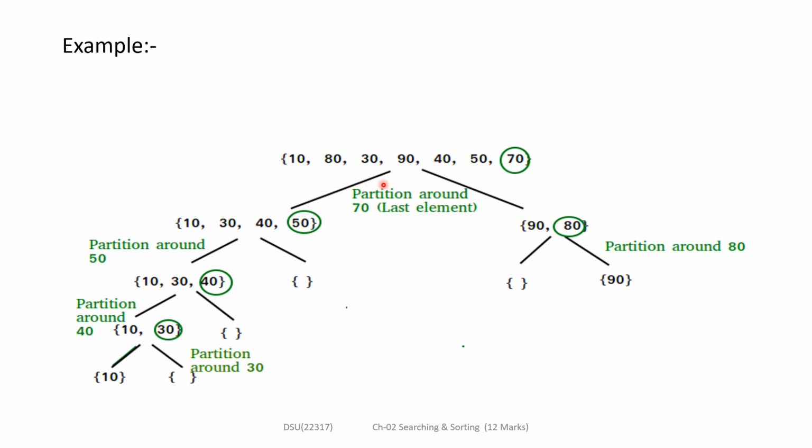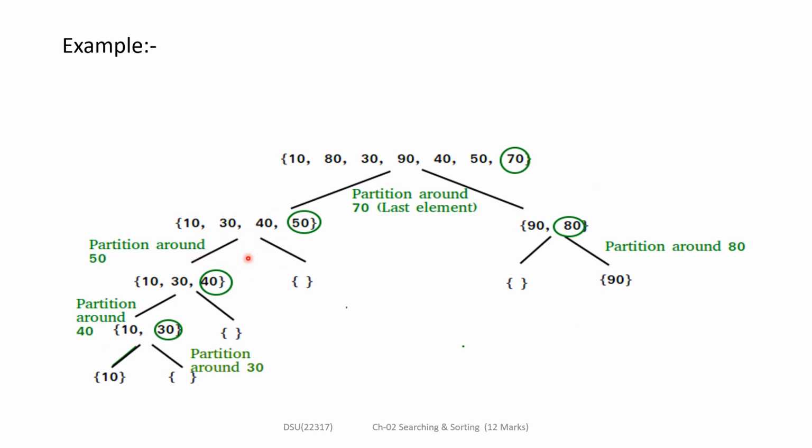As per our algorithm, first we have to select a pivot point. In this example, 70 is selected as the pivot point, meaning we select the last element. Then partition around this 70: on the left side there are elements which are less than 70, and on the right side the elements which are greater than 70, and 70 is the pivot point.